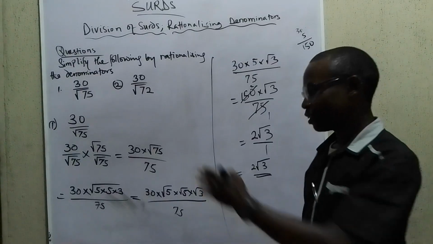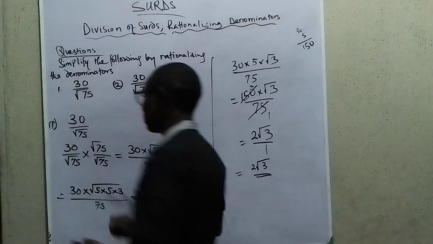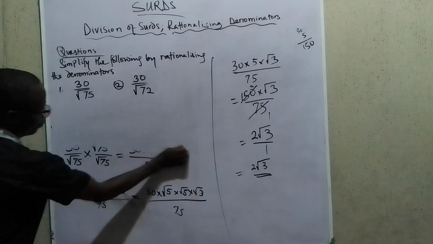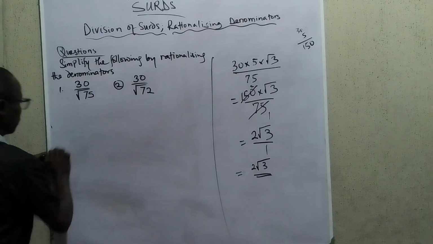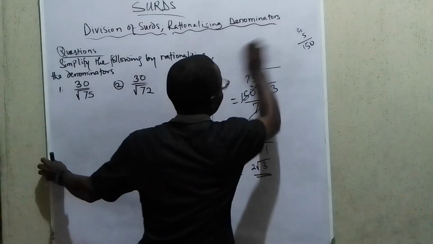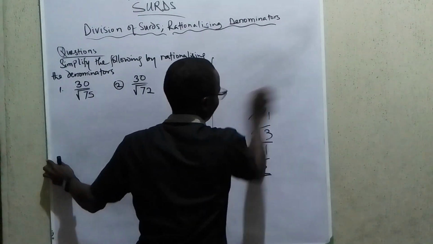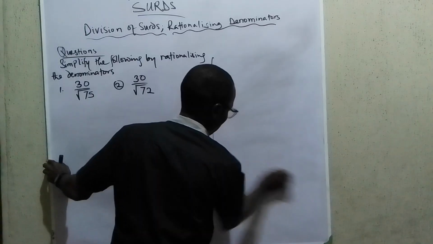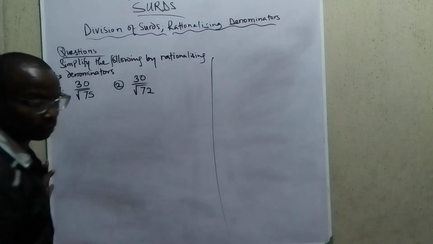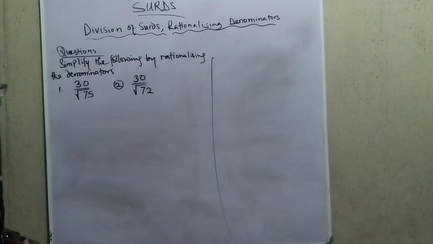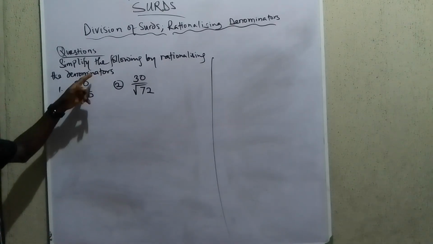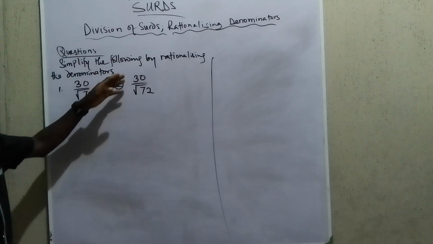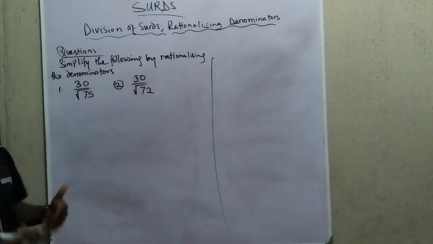Now meanwhile, let's take this off the board. So we'll have this going. So that's done. Okay, let's try this. So we want to simplify this by rationalizing the denominator.